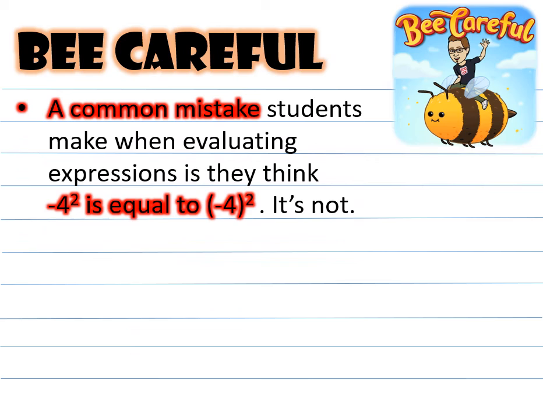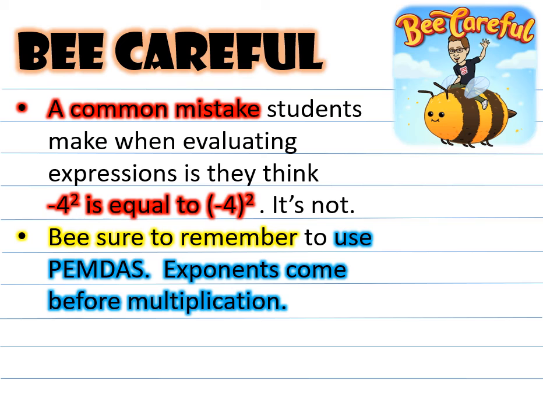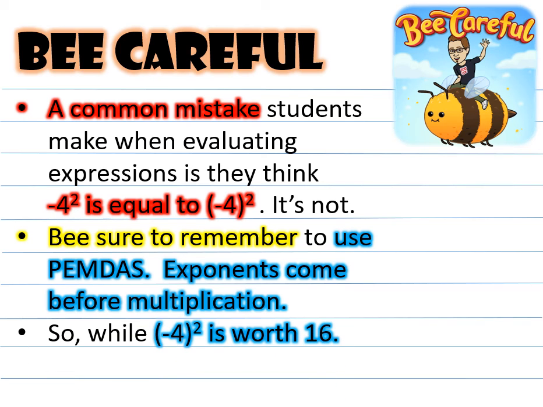Be careful. A common mistake that students make when evaluating expressions is they think -4 to the second power is equal to (-4) to the second power, but it's not. Be sure to remember to use PEMDAS, and that's because exponents come before multiplication. So while -4 in parentheses to the second power is worth 16, -4 without the parentheses is worth -16.